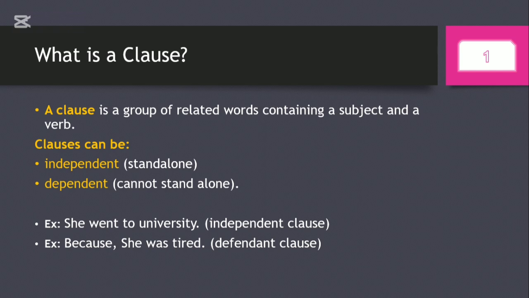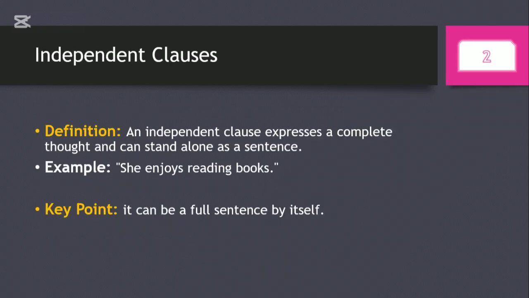Example: she went to university. This is an independent class because it gives a complete sense. Another example: because she was tired. This is a dependent class because it does not give a complete thought. These are the main two types of classes.